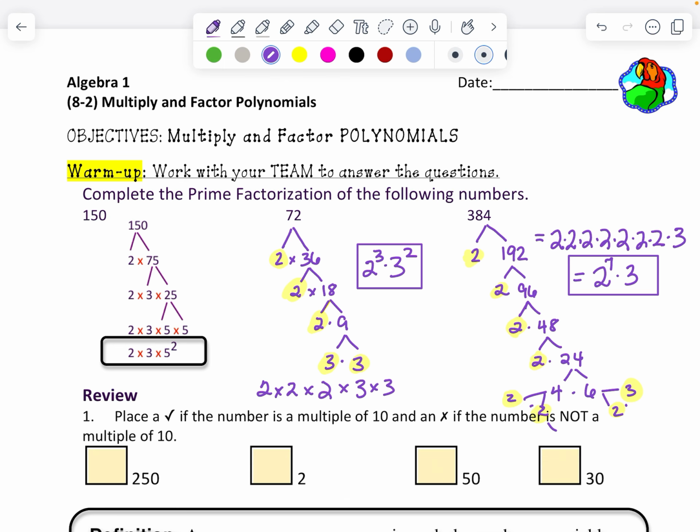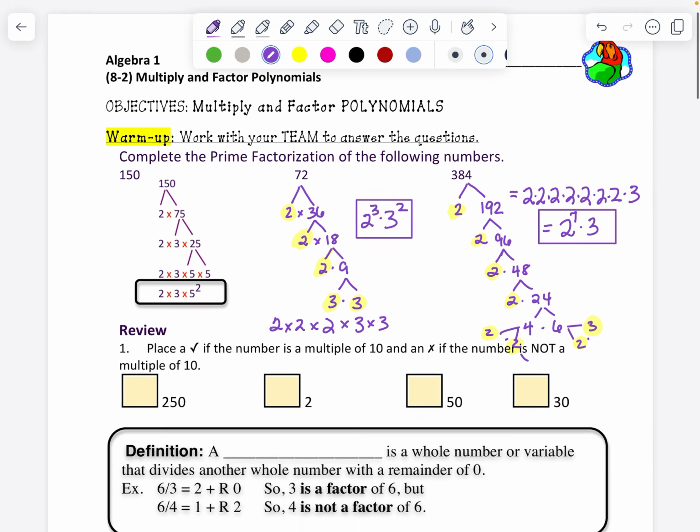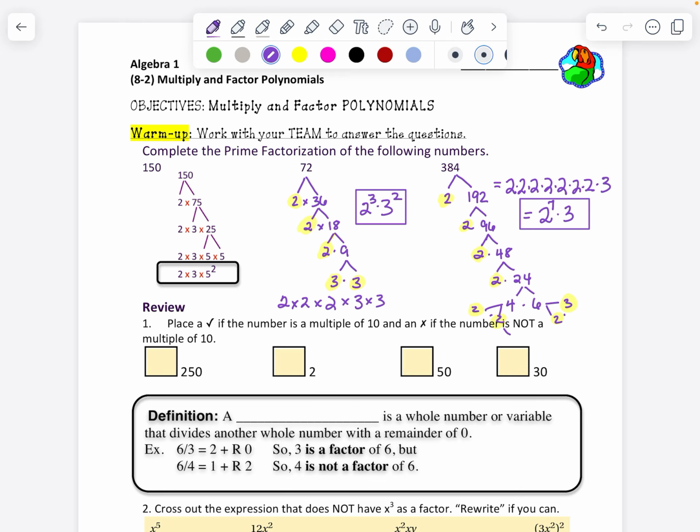So if we take our calculator and use the caret 2 and then caret 7 times 3, and see what we get, except you've got to get out of the exponent too. You've got to knock it down times 3, and we get 384. So that's correct, okay? So we did the prime factorization because we want to break down numbers like this.